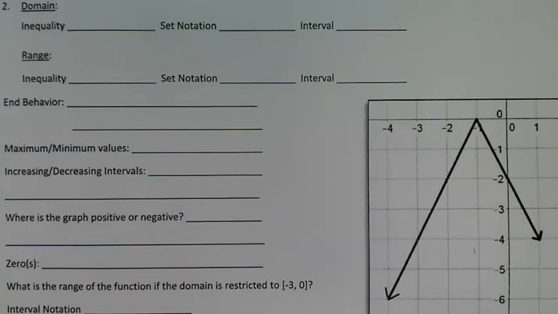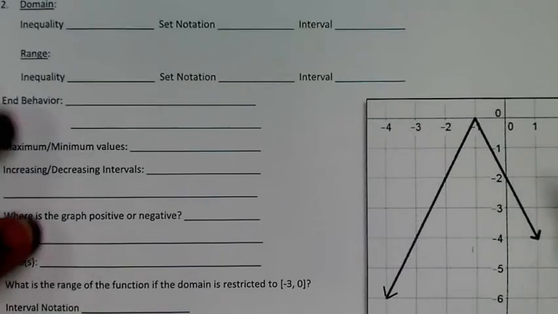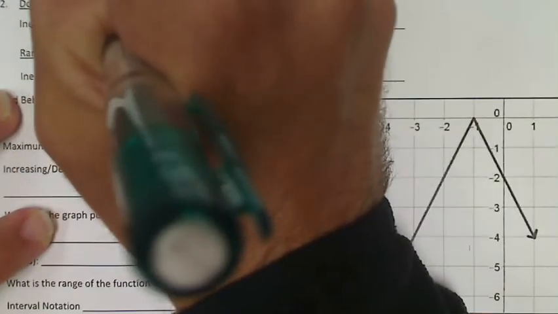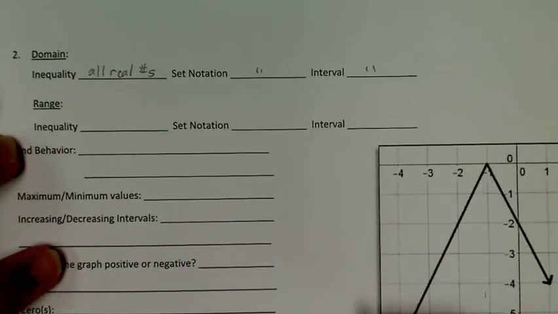So, domain. This domain goes forever to the left, forever to the right. We know that is all real numbers, so I'm just going to write the words on this one. I'm out of space, so I just wrote the symbol for real numbers. I'll put little quotations there, meaning you can write that there.